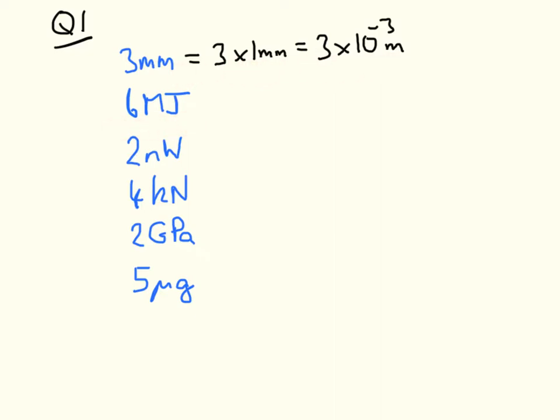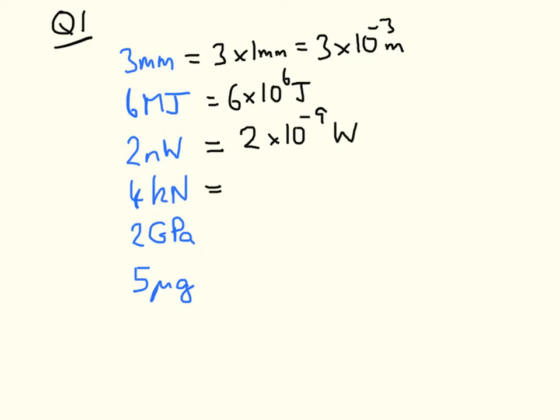The next is 6 megajoules, and a mega is a factor of a million, so this is going to be 6 times 10 to the 6 joules, and that is our answer. The next one is 2 nanowatts, and nano is a billionth. It is 1 divided by 10 to the 9, so it's 10 to the minus 9. So this is 2 times 10 to the minus 9 watts.